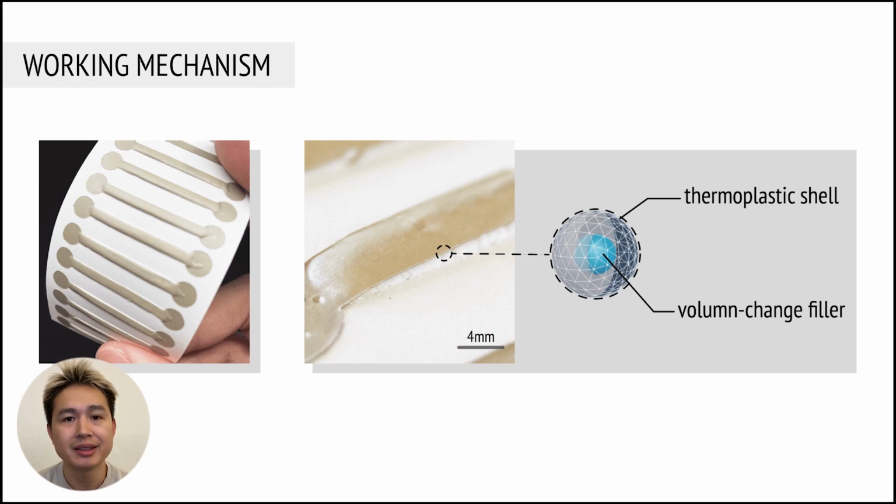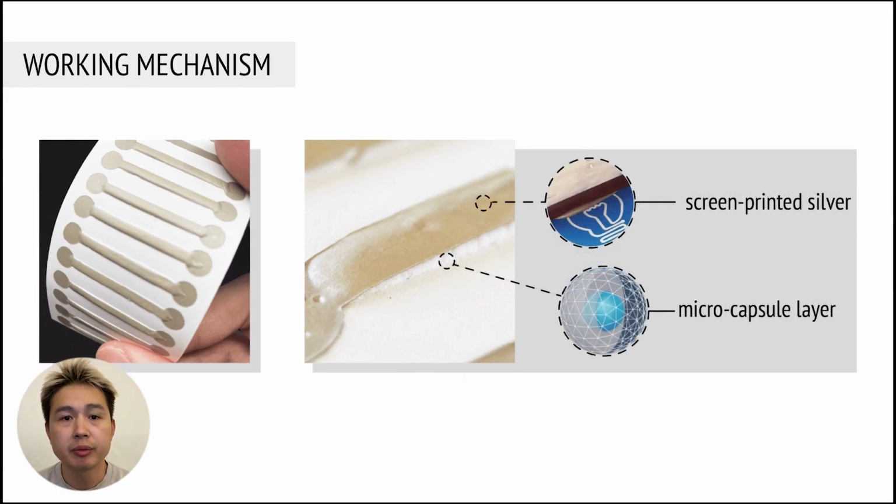This paper is heat-sensitive, consisting of a heat-triggered micro-capsule layer on top of the paper backing. Upon heating, the thermoplastic shells of the microcapsules soften and the volume-change filler begins to expand until the heat is released and the shell solidifies.